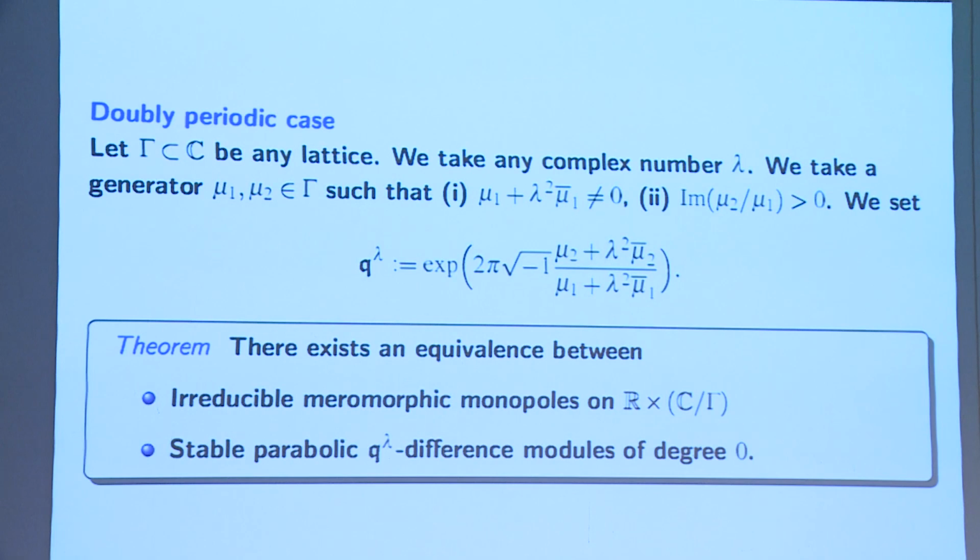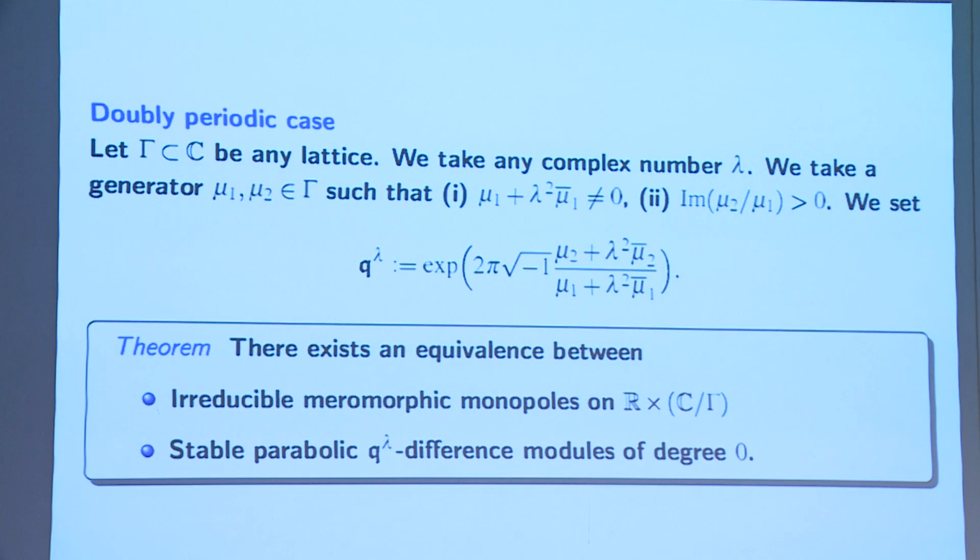And then there exists an equivalence between irreducible meromorphic monopoles on R times C over Gamma and stable parabolic q lambda difference modules of degree zero. So this is still ambiguous. We also have a more explicit correspondence for similarities, but I don't explain it now. In this statement, there is an obvious ambiguity, the ambiguity of the choice of generator mu1.